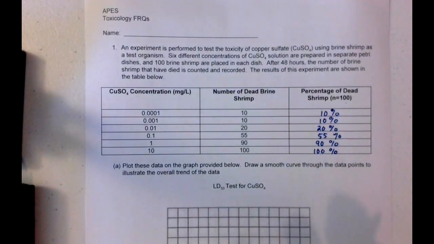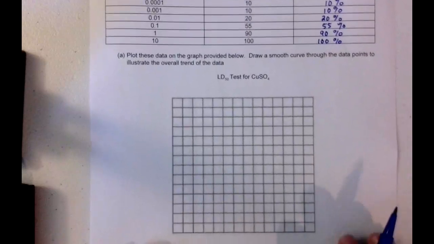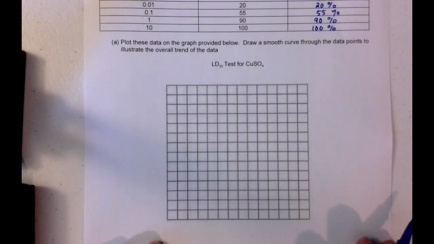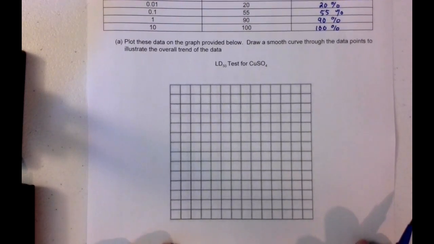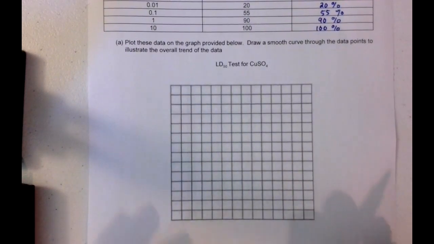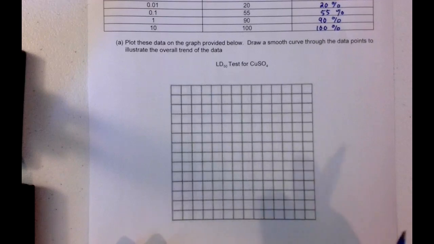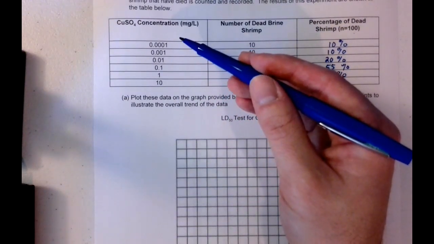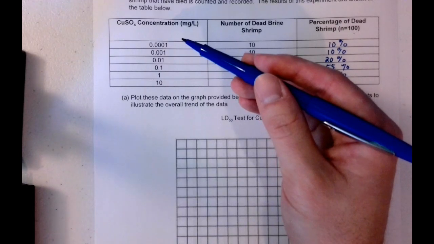Alright, so what I want you to do on letter A, it says plot these data on the graph provided below. Draw a smooth curve through the data points to illustrate the overall trend of the data. So for the concentration, which is going to go on the x-axis, I'm actually going to turn this into a log of concentration.